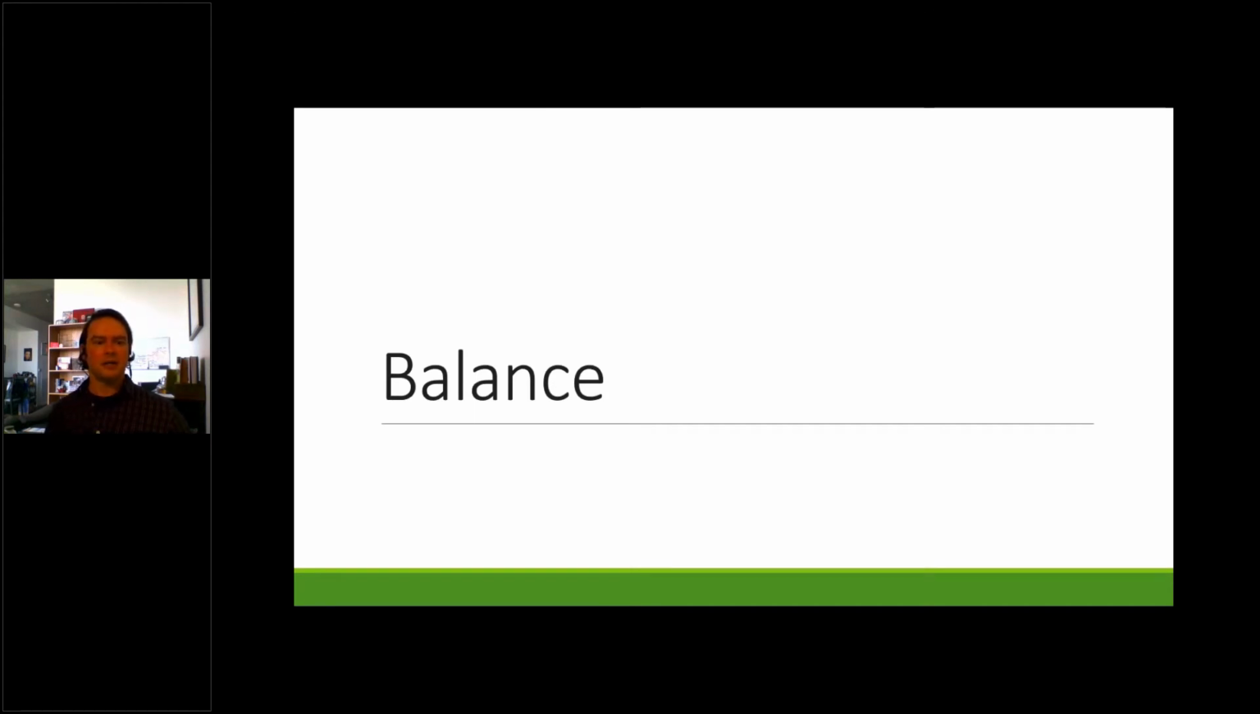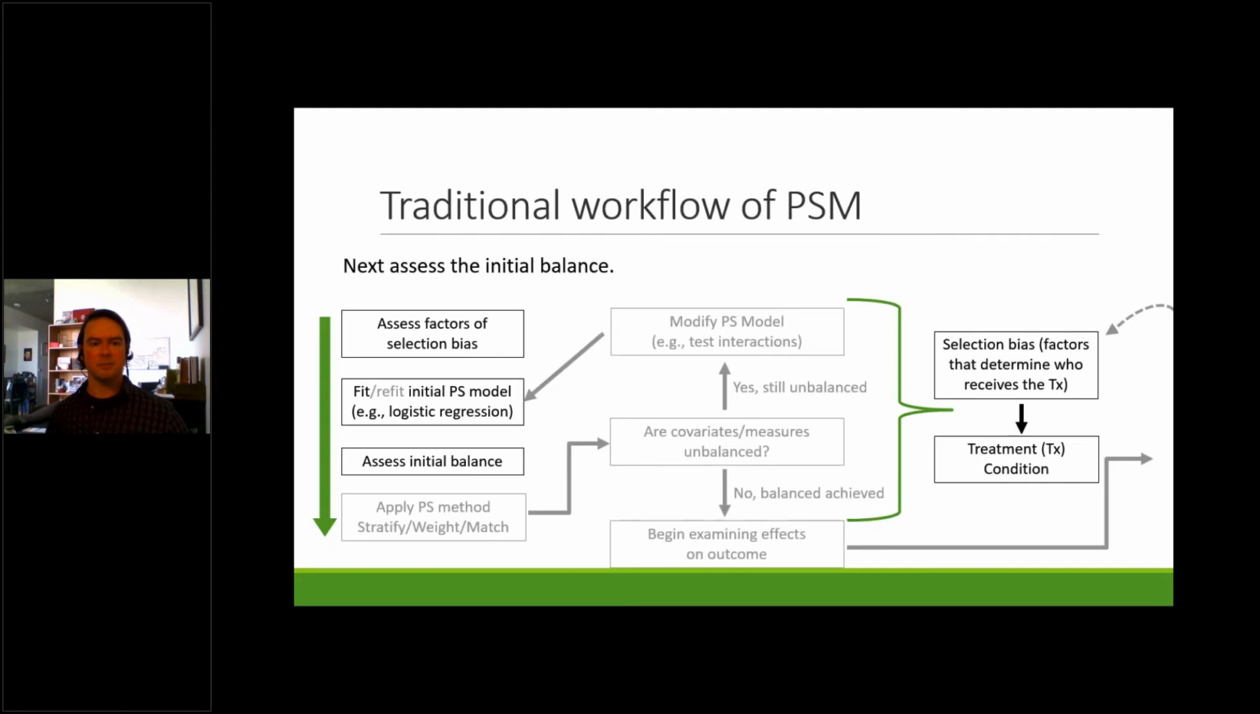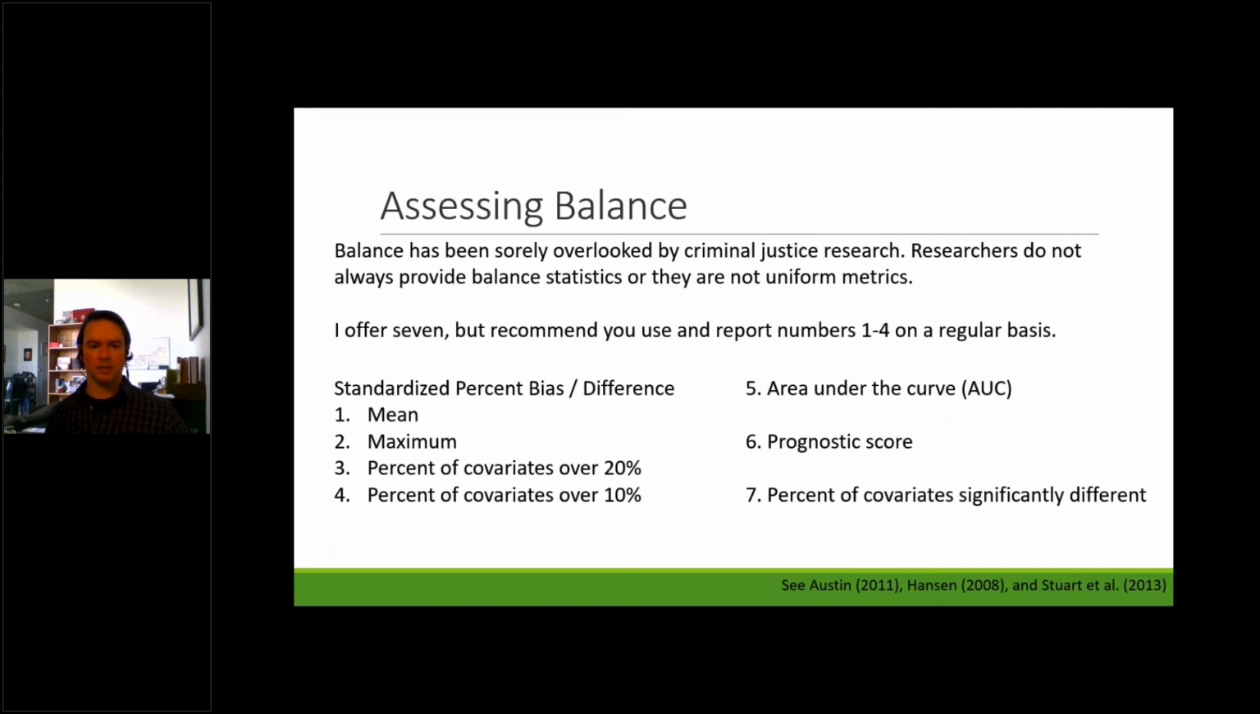Thanks, Jason. So, as I mentioned, this brings us to discussing some of the elements related to balance. In our traditional workflow, after we've fit our initial propensity score model using whatever method we decide is the best, such as a logistic regression, we then want to assess the initial balance. So what does the balance look like given our new propensity score before we actually apply some propensity score method?